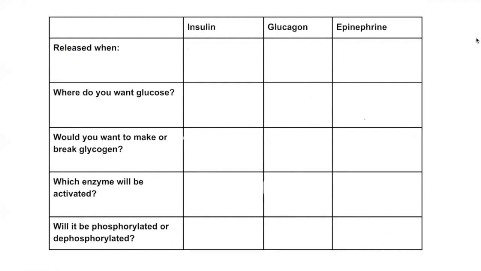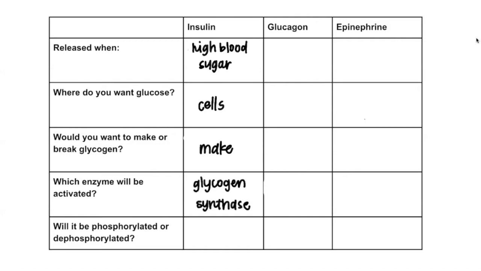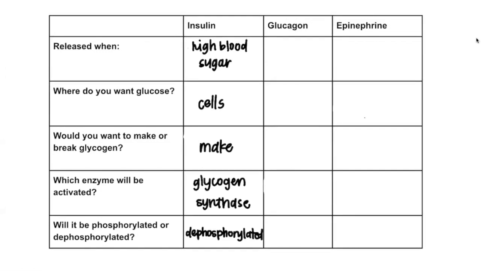Finally, let's connect how hormones control glycogen synthesis and breakdown in this table. For starters, we know that insulin is released when your body has high blood sugar. Because we want equal amounts of glucose in the blood and the cells, and because there's more glucose in the blood, we're going to want to push the glucose into the cells. Since more glucose is being pushed into the cells, we're going to want to make the glycogen because we need to store it. Therefore, glycogen synthase will need to be activated since we're synthesizing glycogen. And like we figured out in the last table, we know that glycogen synthase is active when it is dephosphorylated.